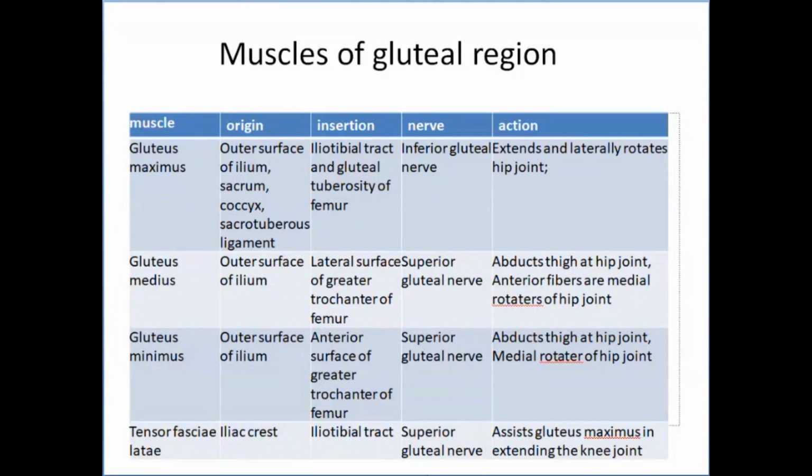And what about the tensor fascia lata? This is a very small muscle. This will help the gluteus maximus in the extension of the knee joint. So you can remember the gluteus maximus and tensor fascia lata have the same insertion over the iliotibial tract, and they will do the same action. Same action means extension of the knee joint, means your standing position.